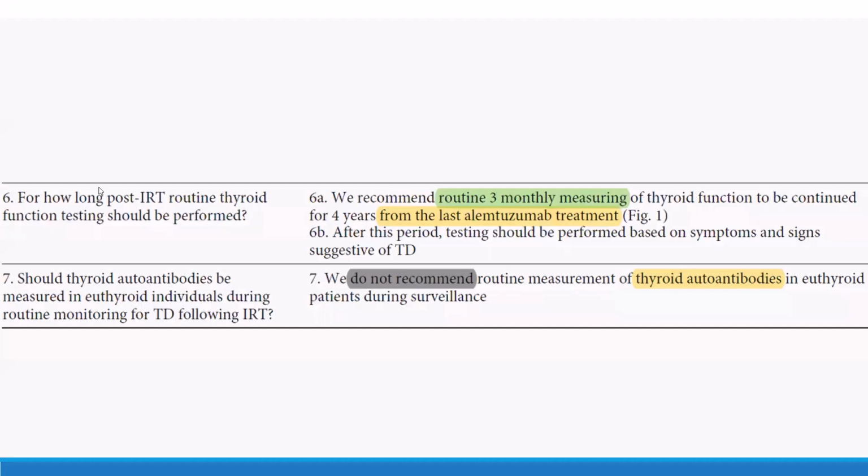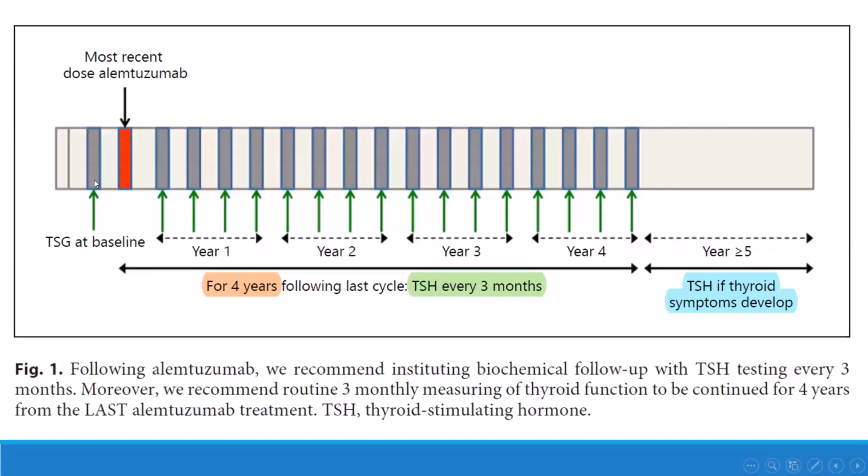So usually during a treatment, we should do TSH as a baseline. And after treatment, we should do TSH every 3 months for a duration of 4 years following the last cycle of alemtuzumab. After 5 years, no need for assessment of TSH, except if the patient is symptomatic. So, the follow-up is recommended 4 years following the last cycle, TSH every 3 months. This is for alemtuzumab.